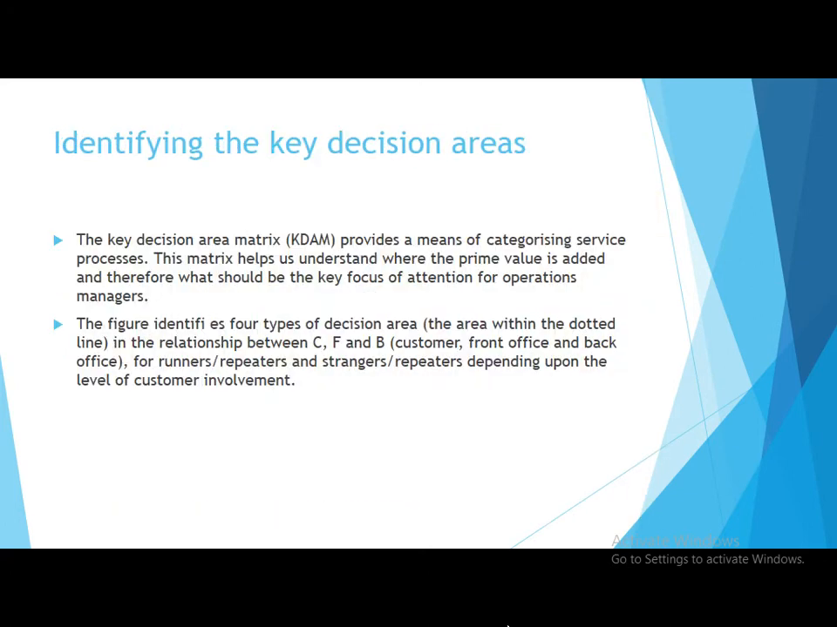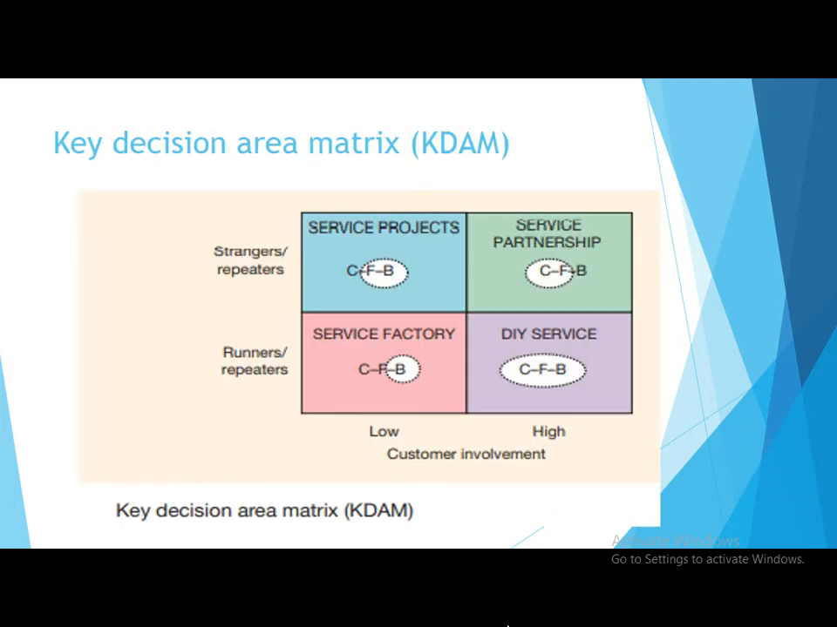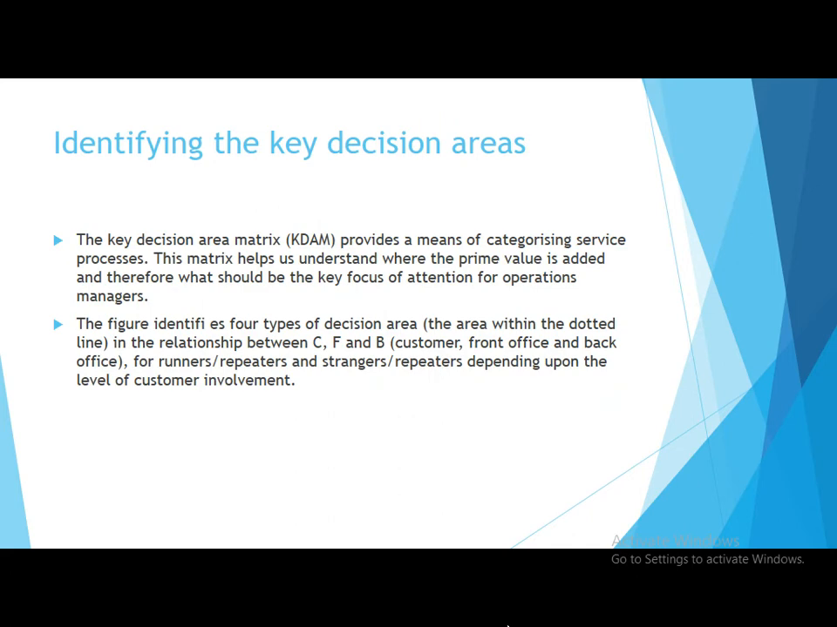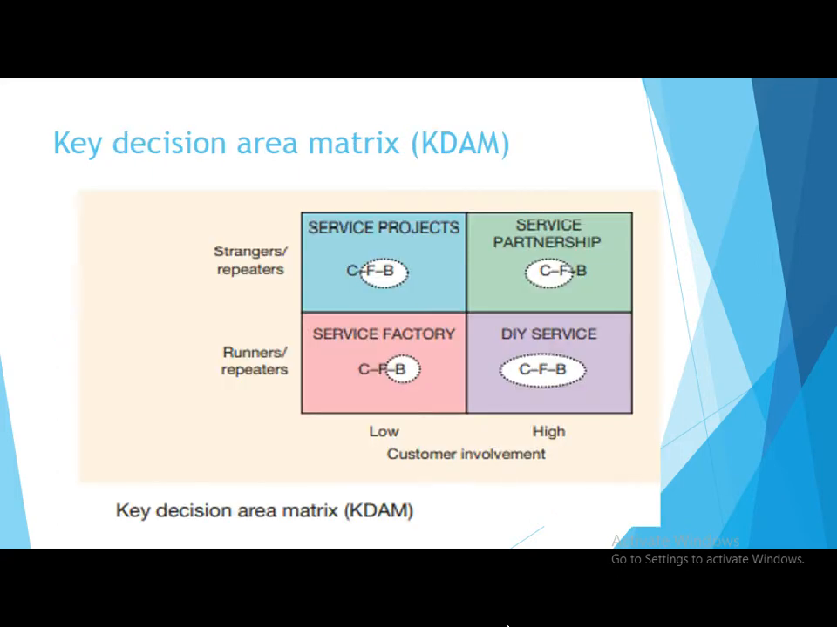Next part is identifying the key decision areas. The key decision area matrix, that is KDAM. Just look at this particular figure. You can pause the video and see the figure. So the explanation is: the key decision area matrix provides a means of categorizing the service processes. This matrix helps us understand where the prime value is added and therefore what should be the key focus of attention for the operations manager.